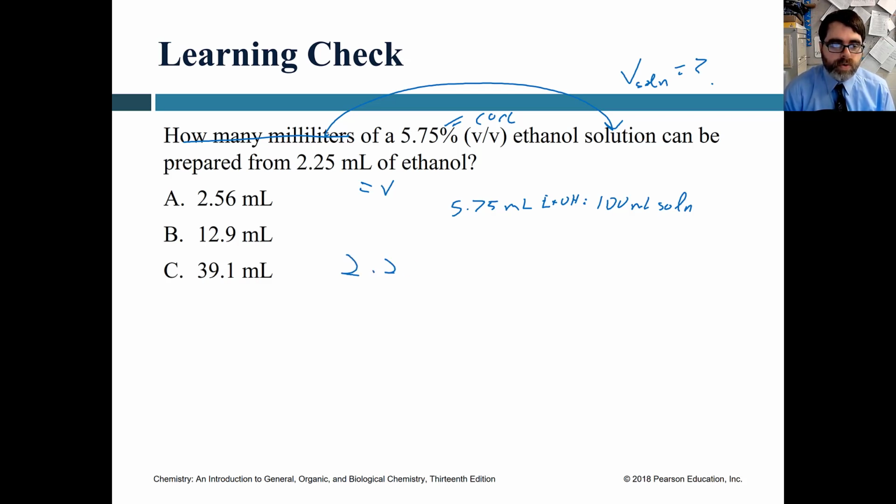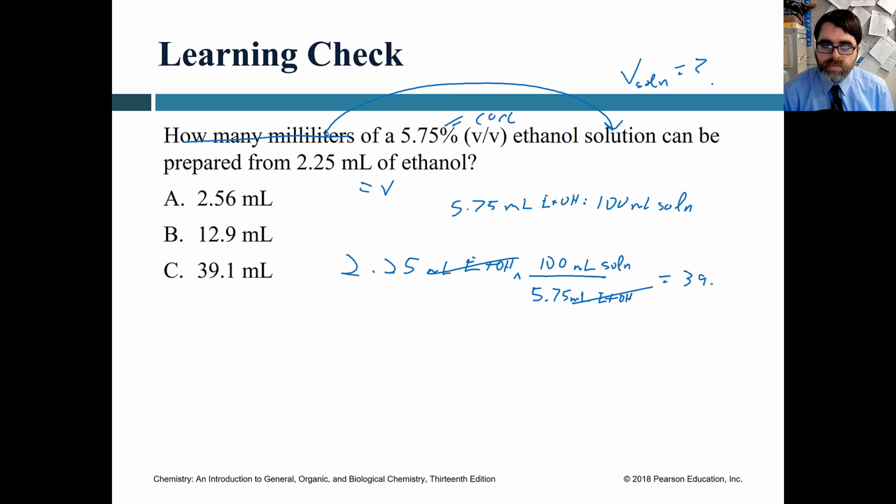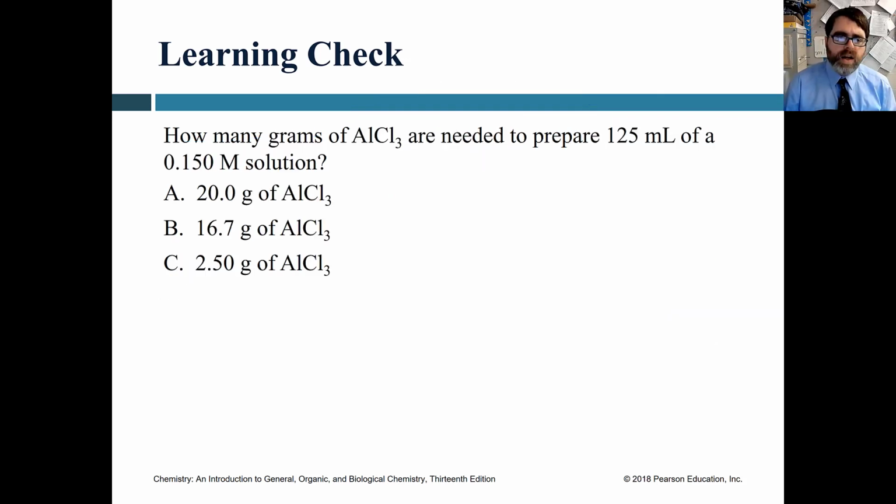So starting with 2.25 milliliters of ethanol, we're going to put the milliliters of ethanol in the denominator this time and the milliliters of solution in the numerator, because again we want to cancel out our units. And when we do that, we get 39.1 milliliters of solution is the maximum amount we could make, which is answer C here.